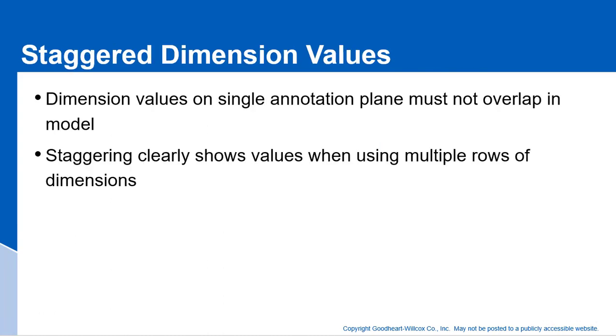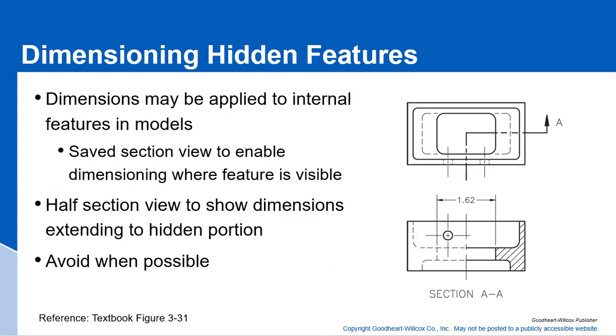Staggered dimension values. Dimension values on a single annotation plane must not overlap in the model. Staggering clearly shows values when there are multiple rows of dimensions. Staggering dimensions definitely helps. See your textbook for an example of that.